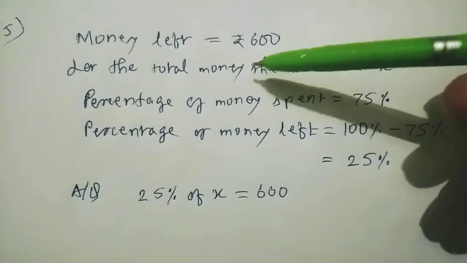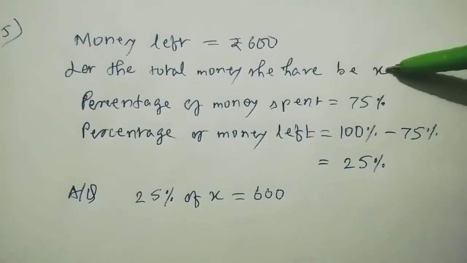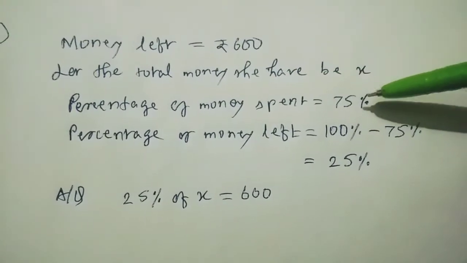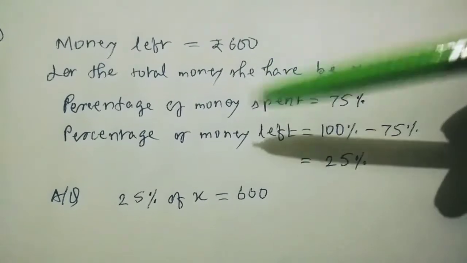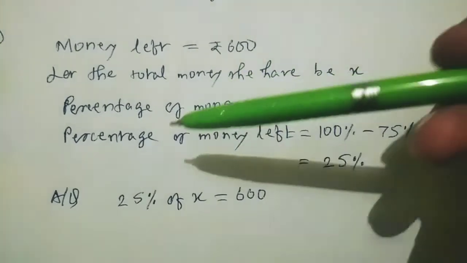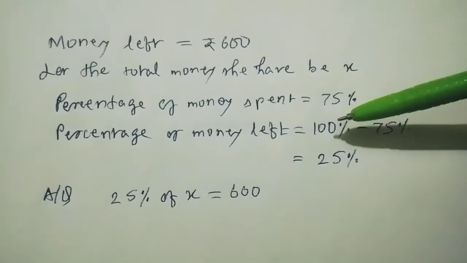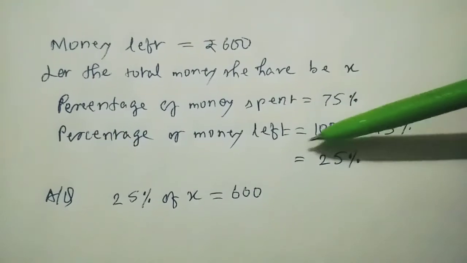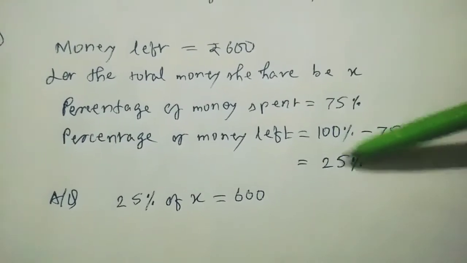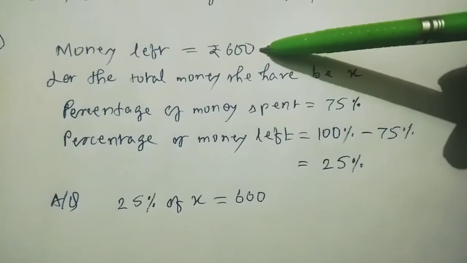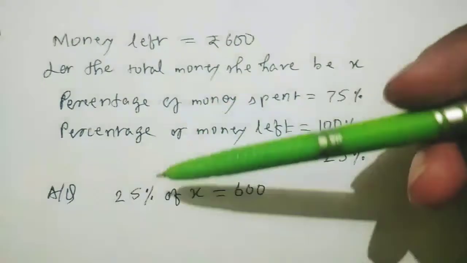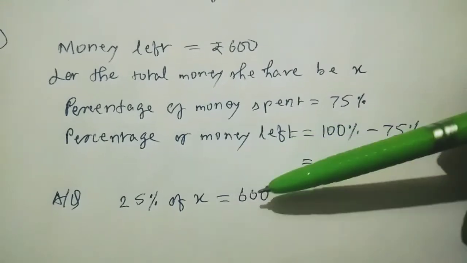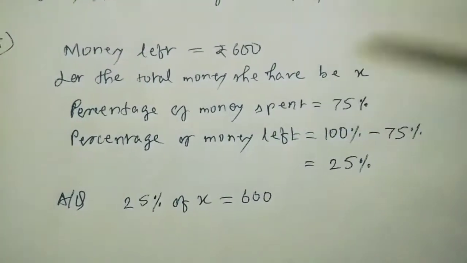Let the total money she has be x. Now the percentage of money spent is 75%, it is given. But you have to find the percentage of money left. So the percentage of money left equals 100 minus 75%, so 25%. So this much money is left, in percentage, and this is the rupees. So here you will make the equation like this: 25% of x equals 600, because both sides you have to make the same.